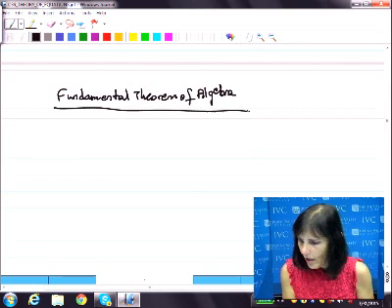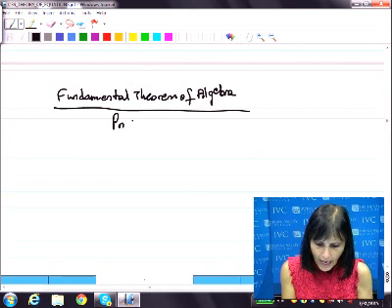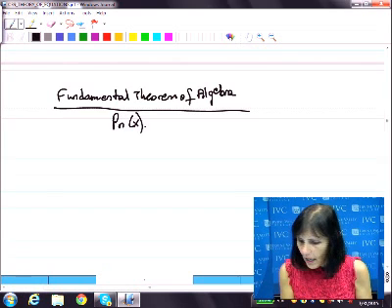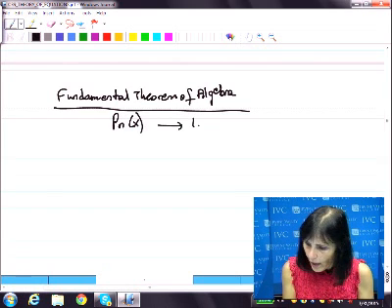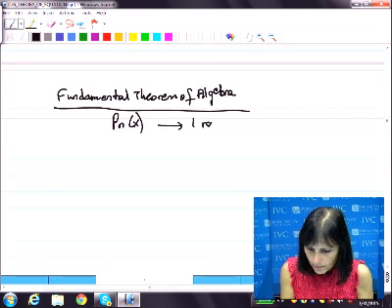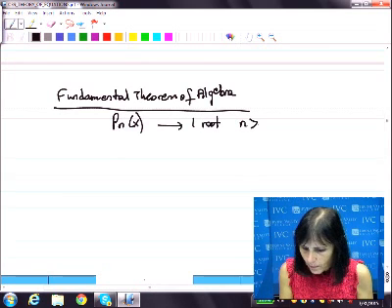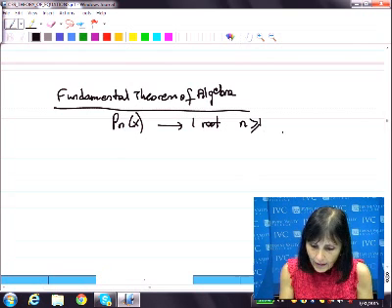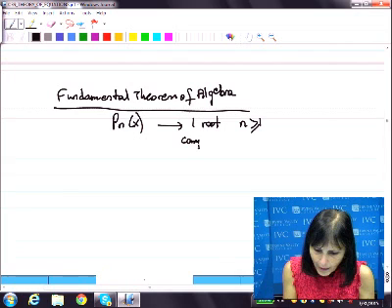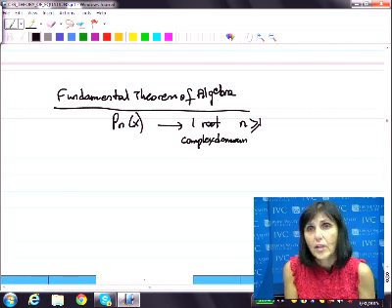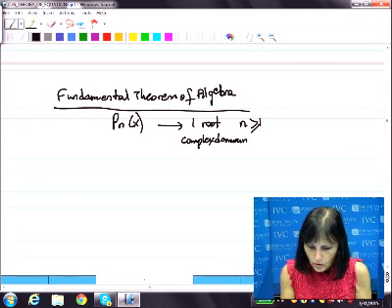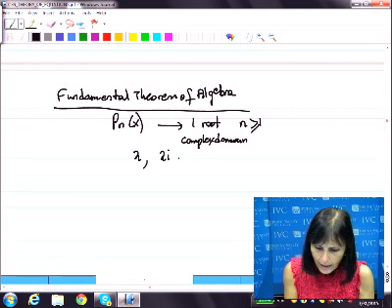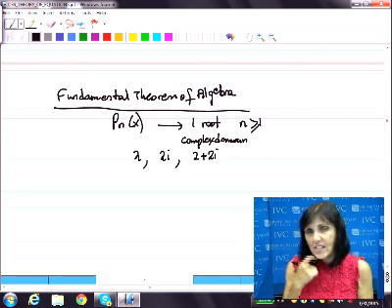What did the Fundamental Theorem of Algebra say? If you have an nth degree polynomial, it will have at least one root, with n bigger than or equal to 1. And that one root will be in the complex domain. That means it can be a real number, it can be an imaginary number, it can be a complex number. So it can be a 2, it can be a 2i, it can be 2 plus 2i.